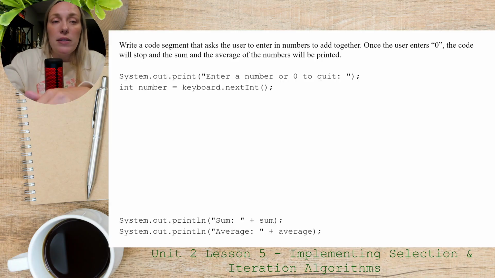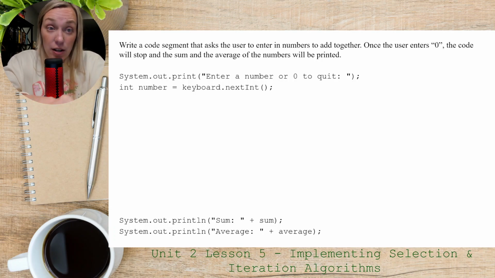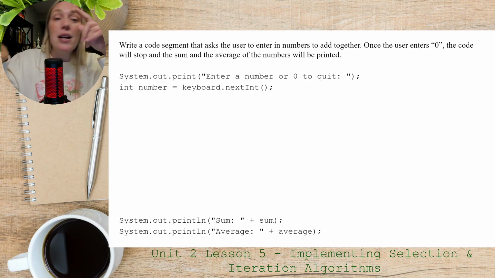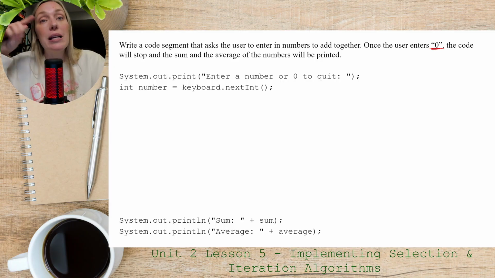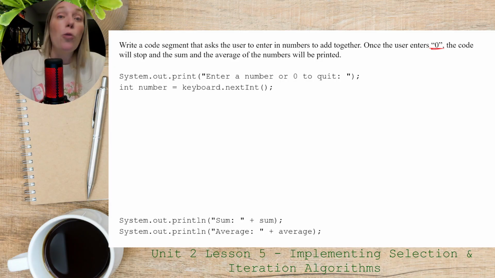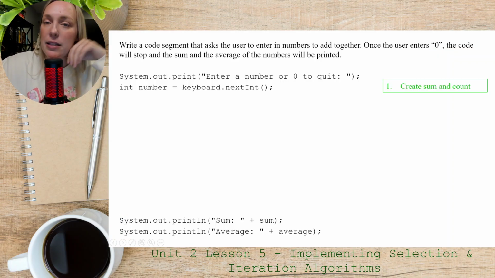Okay, we want to keep track of the sum. And if we want to print the average, we also need to keep track of how many numbers were entered. But keep track of all the numbers that were entered, but we don't want to include that 0, because 0 is the number that's the code to quit, right? So we ask the user to enter a number or 0 to quit. We get that first number, and then you see at the end here, we're going to print off what our sum and our average are.